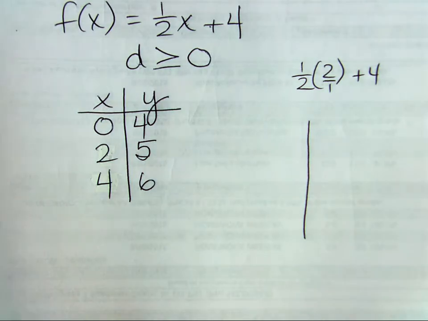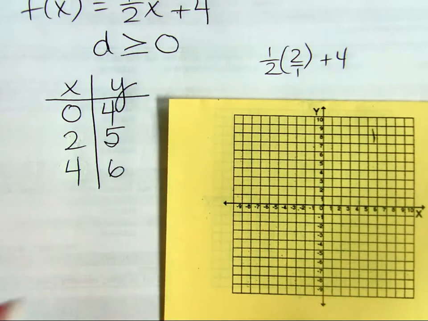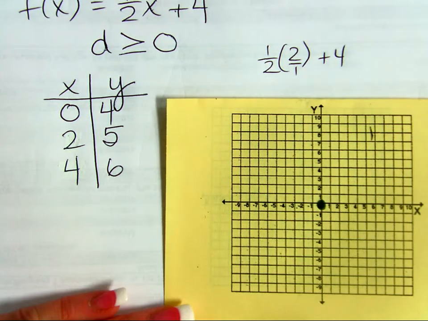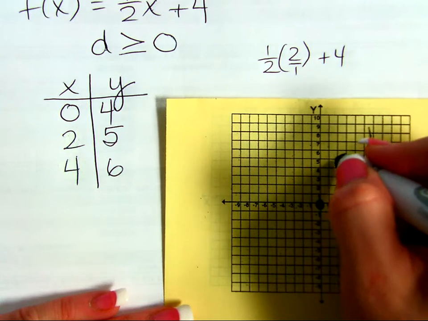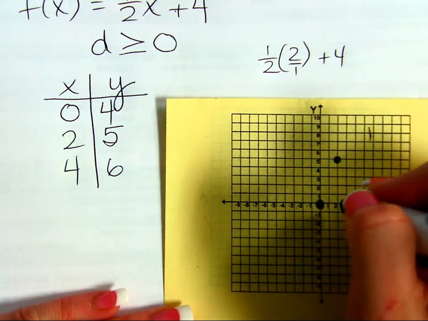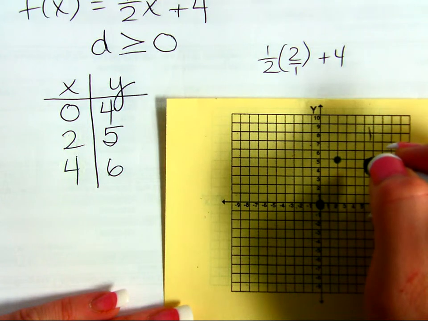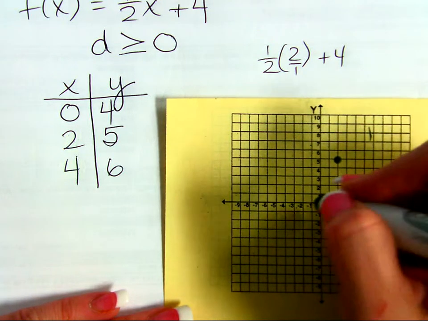So this is where it gets a little tricky, because it's all about, are there arrows? Does it have to stop? Where does it go? So let's do 0, 4. Let's do 2, 5, 2 comma 5, and 4 comma, wait, how's that? Oh, okay, I was going to say, that's not right.